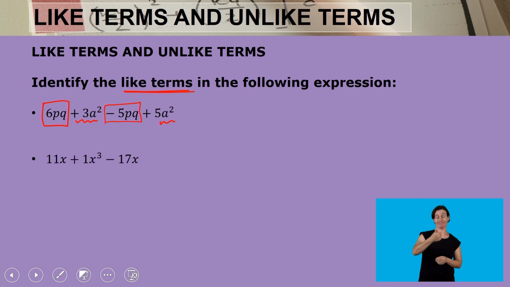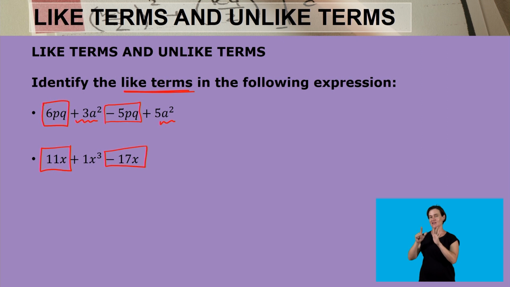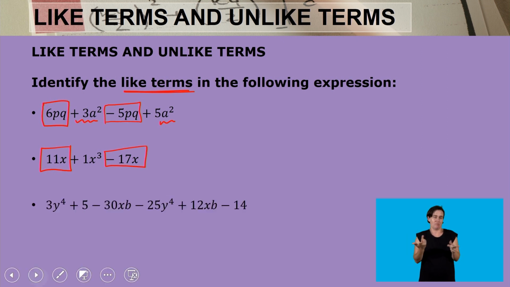That is because they have the same variable and the same exponent to that variable. What about this next one here? Can you identify the like terms? Yes, we have the 11x and the negative 17x. And those are the only like terms in that expression.